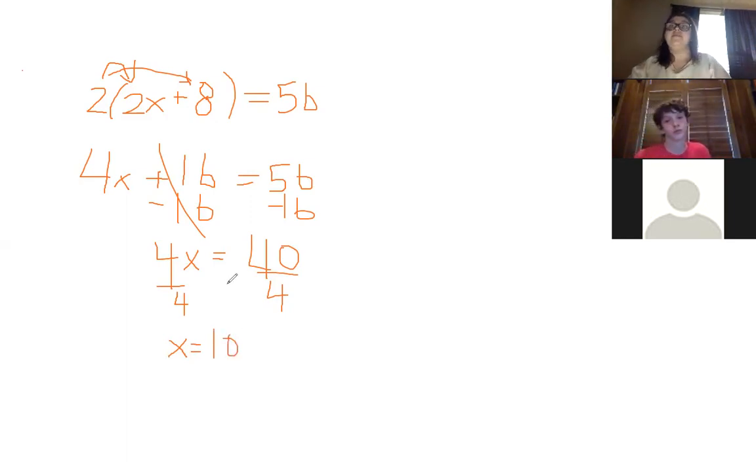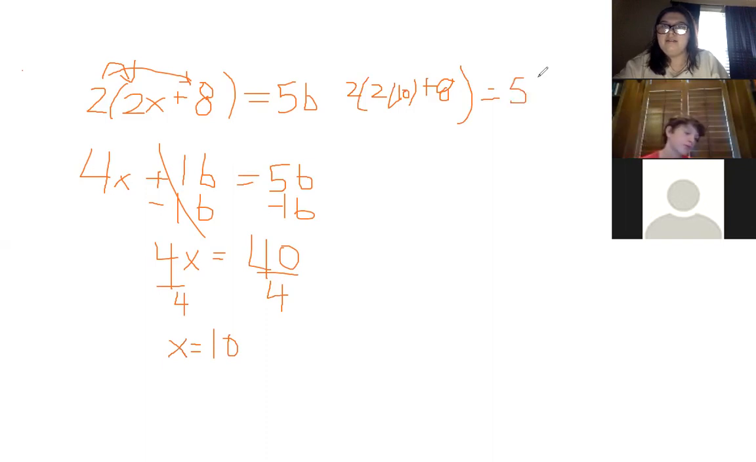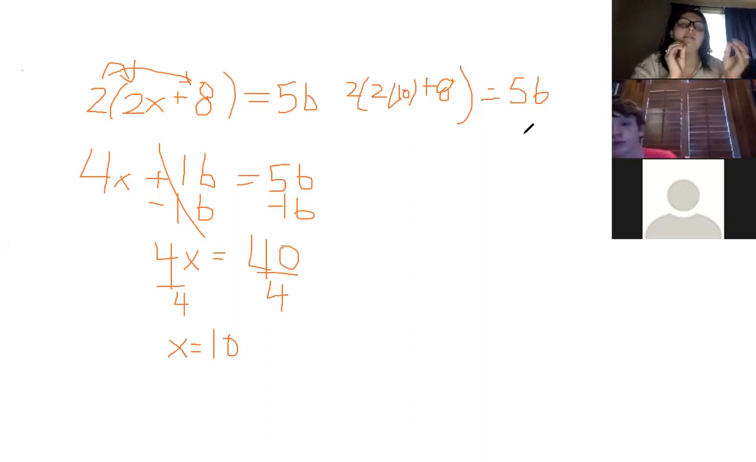Easiest way to double check, if you don't know whether you got the right thing, is to plug it in. So let's plug it in really quick to see if that's true. We're going to put the 2 on the outside, and 2 parentheses because we're plugging in. Plus 8. Equals 56. Okay, we're going to do PEMDAS to solve this.